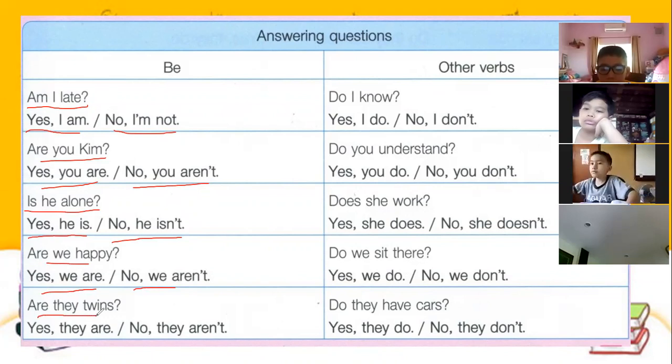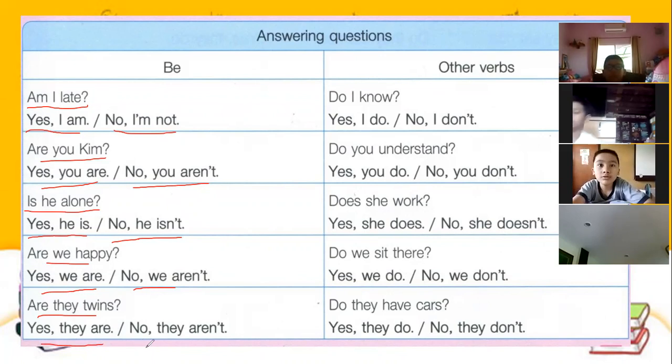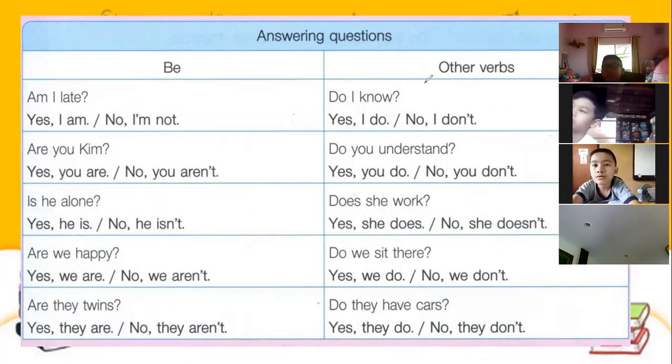Last sentence, a question, if somebody asks, right? Are they twins? If it is in the positive sense, affirmative, it will be, yes, they are. If it is in the negative sense, it will be, no, they are not, or no, they aren't. All right. So these are some of the sentences with the verb to be.